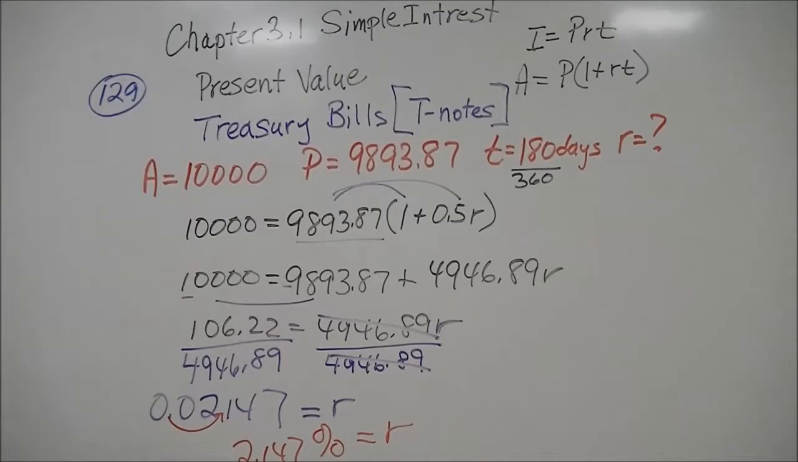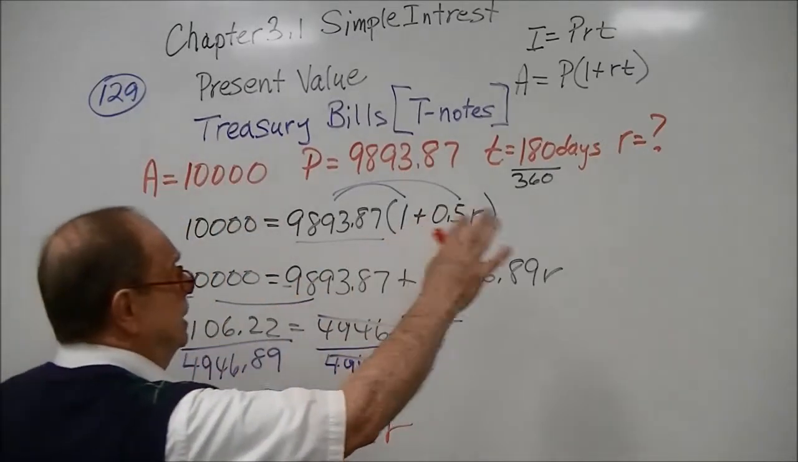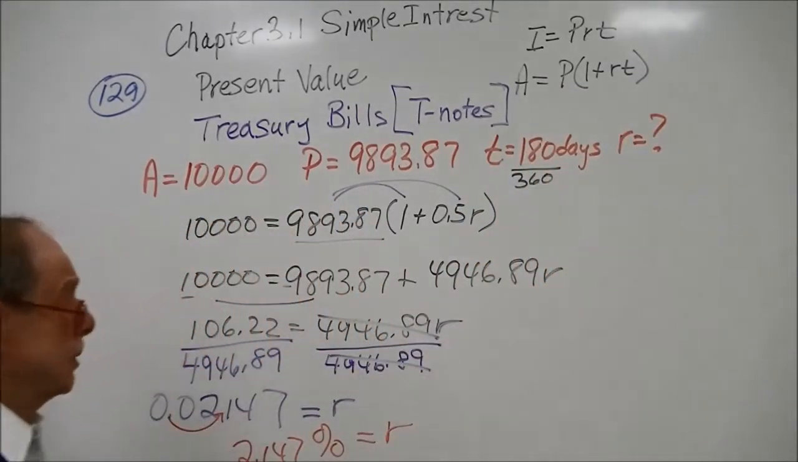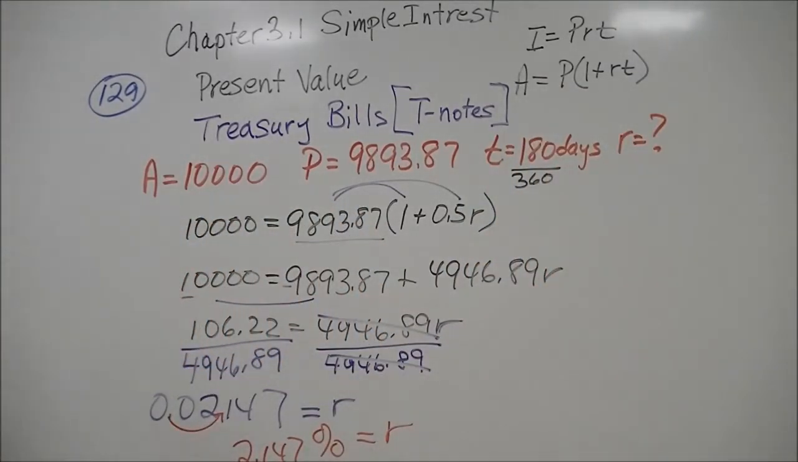So many of these problems, they're going to give you portions of it, and you have to find some letter of it. In some cases, it might be time. Other cases, it would be the rate, as in this. And in other cases, the principal and the amount. So this is what we're showing you.